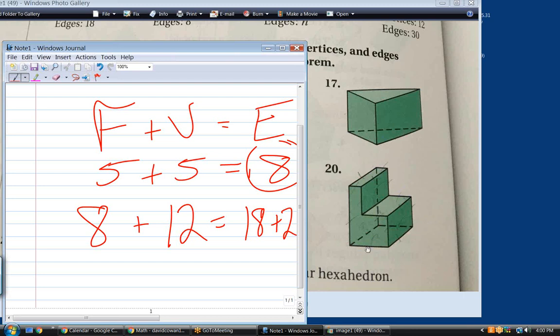Now, if we look from this direction, I see an edge there that's different. 1, 2, 3, you were correct. I cannot count that as an edge, number 4, because I already counted that. So on this side, there's only 3 different edges. There's that one, and that one. Same 3 edges on the back side, and that's all there are. So there really are 18 edges, 12 plus 6. That makes everything right.